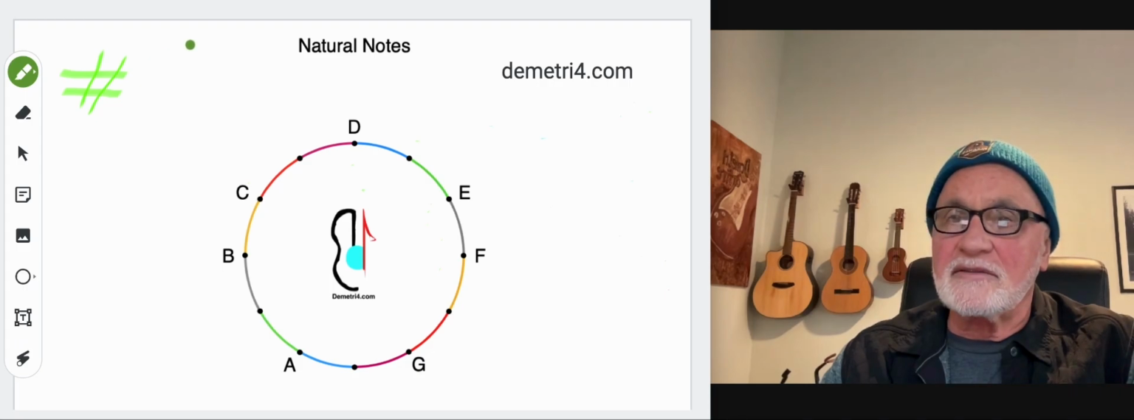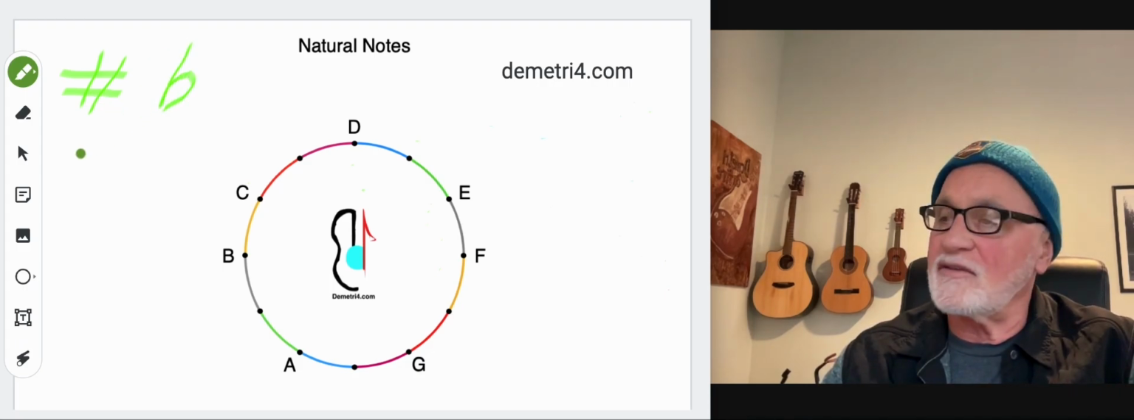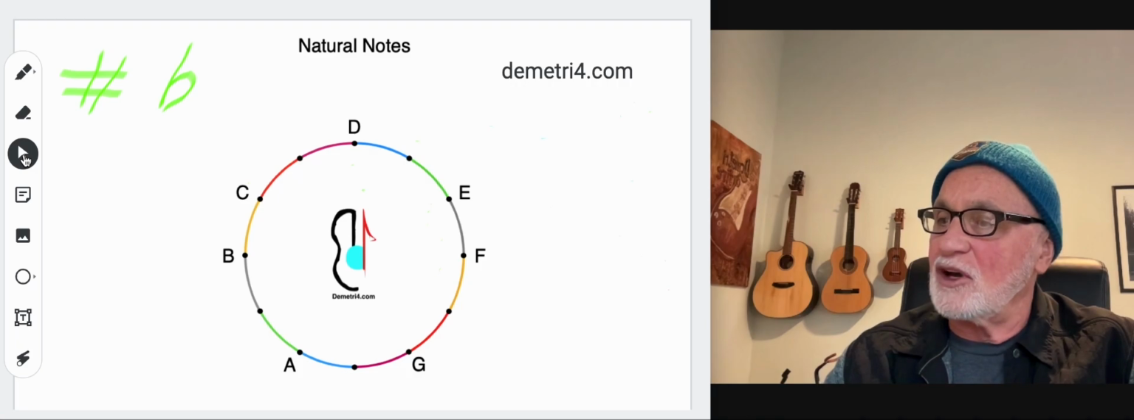And a flat sign. Sharp, flat, okay? That indicates that the altered note is a half step higher or lower than a natural note. The sharp sign indicates that the altered note is a half step higher. The flat sign indicates that the altered note is a half step lower.